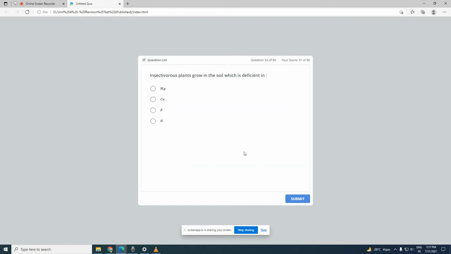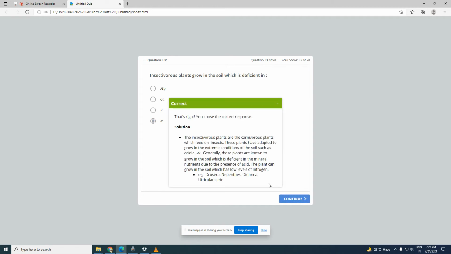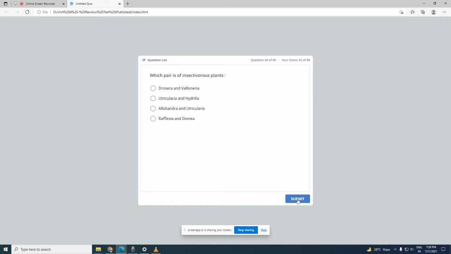33 question. Insectivorous plants grow in the soil which is deficient in magnesium, calcium, phosphorus, nitrogen. It should be N2, nitrogen. I'm not saying that. Okay, I have given the answer. The option D is the right answer. Let's go to the 34th question.